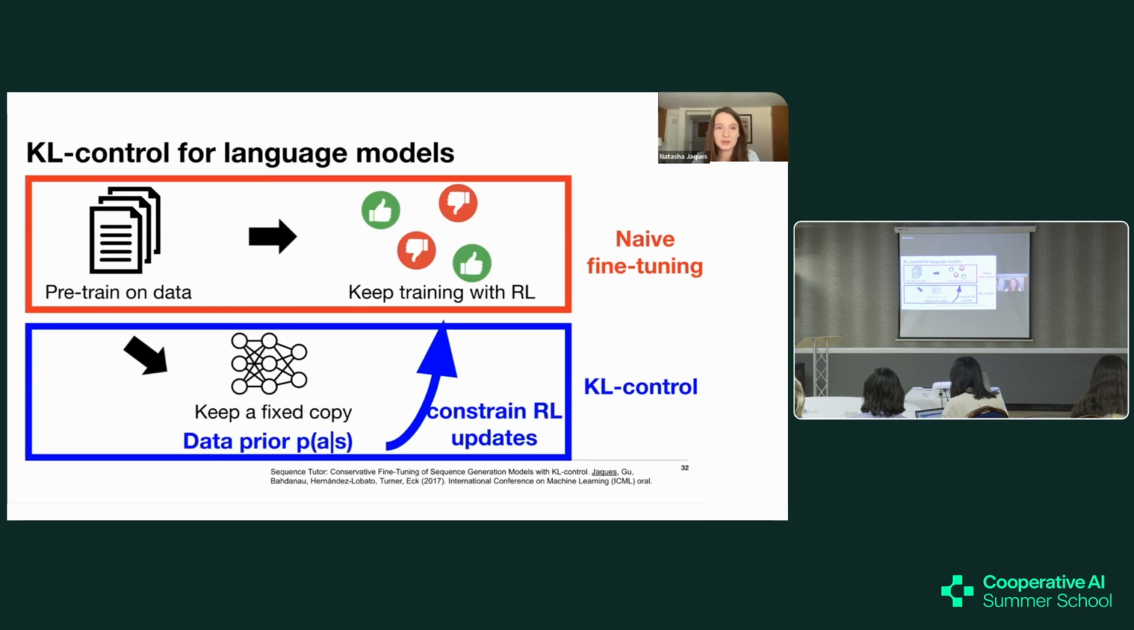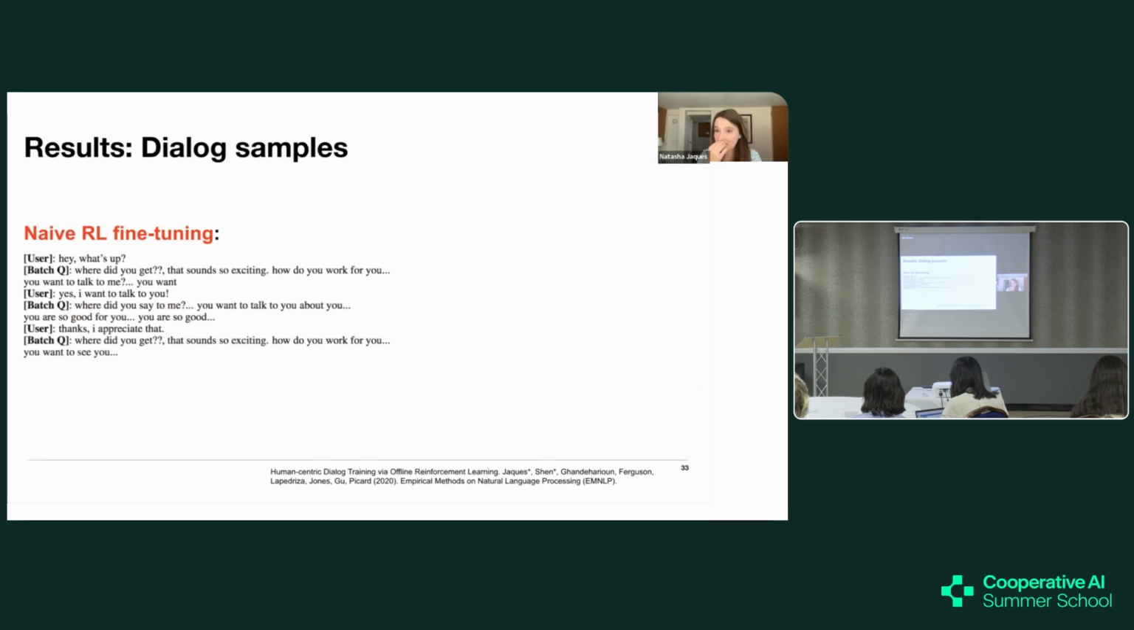So again, it's the same picture. If we look at how the language model functions with naive RL fine-tuning without doing this KL approach, training on those rewards I mentioned earlier, we can see that it says things like, where did you say to me, you want to talk to you about you? So if you remember, we were rewarding it for asking questions. It's doing that effectively, but it's diverged very dramatically from normal naturalistic language. So it's trivially exploiting the reward, but it's unrealistic.